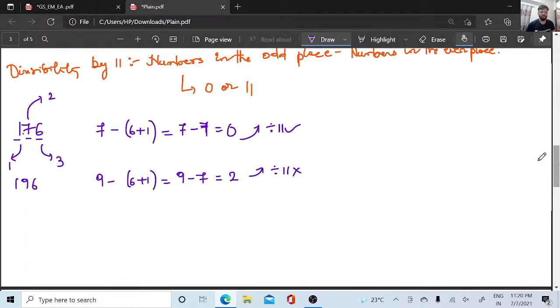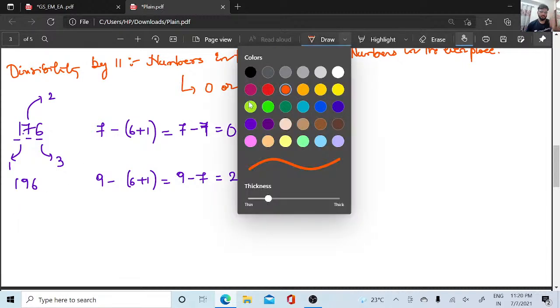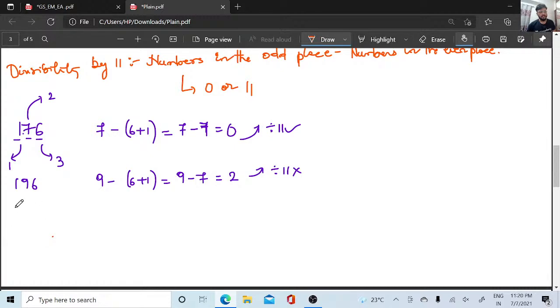So we have the next one also, divisibility by 12. Okay, sorry, I had to change the color, right? So next I am having divisibility by 12. Divisibility by 12 is very simple. It is 4 into 3. If the number is divisible by both 4 and 3.